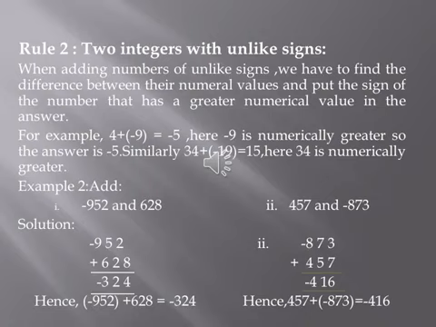For example, 4 plus minus 9. So here we will find the difference of 4 and 9, which is 5, and the answer will have a minus sign. Always remember one thing in such cases, that the sign is always of the bigger number.